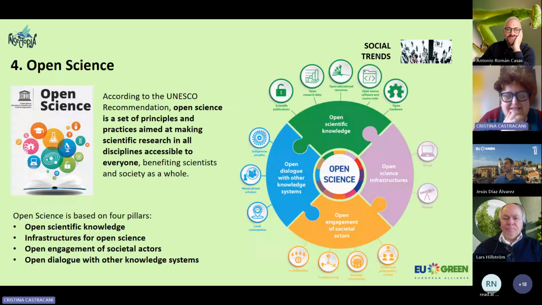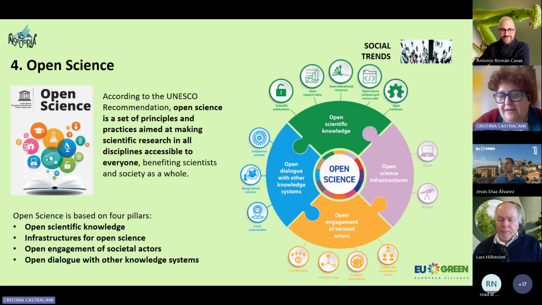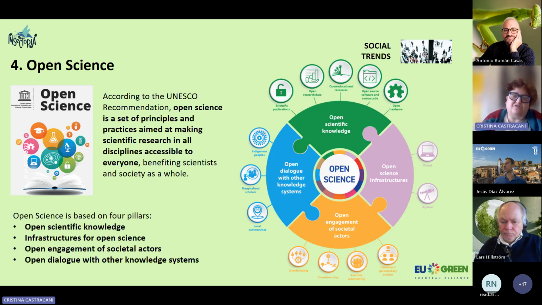Concerning the social trends, another important aspect is that we are now in the era of open science. Open science is a set of principles and practices aimed at making scientific research in all disciplines accessible to everyone. For example, you are probably familiar with the term open access for scientific publications, but open science is something bigger. You can see there are 4 main pillars that can help to reach the open science idea. And in one of the pillars, open engagement of societal actors, citizen science is included. So citizen science can be one of the ways we can reach real open science.